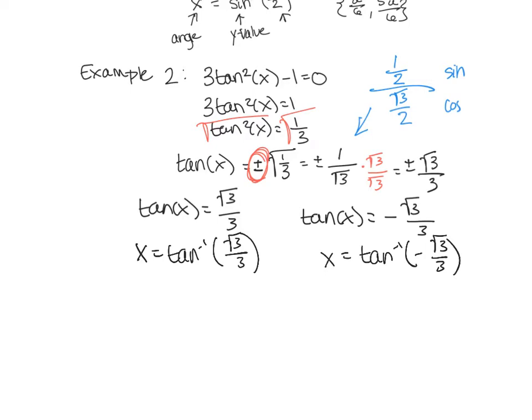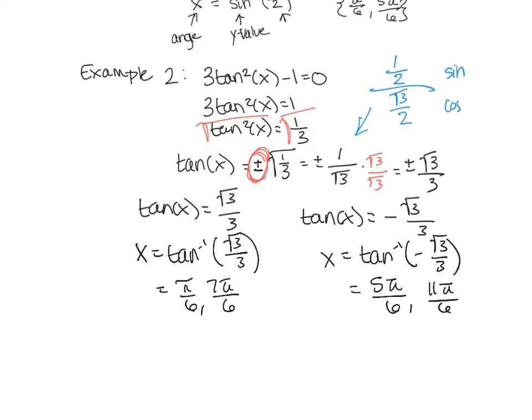So when you get your answers, you should get, for your positive one, pi over 6 and 7 pi over 6. And for your negative version, you should get 5 pi over 6 and 11 pi over 6. So these are our answers, but again, we're putting our answers into a solution set.